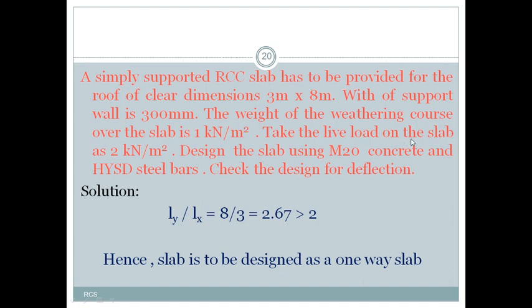Take the live load on the slab as 2 kilonewton per meter square. That is imposed load, or I can say live load. Now design the slab using M20 grade concrete and HYSD steel bars and check the design for deflection only.